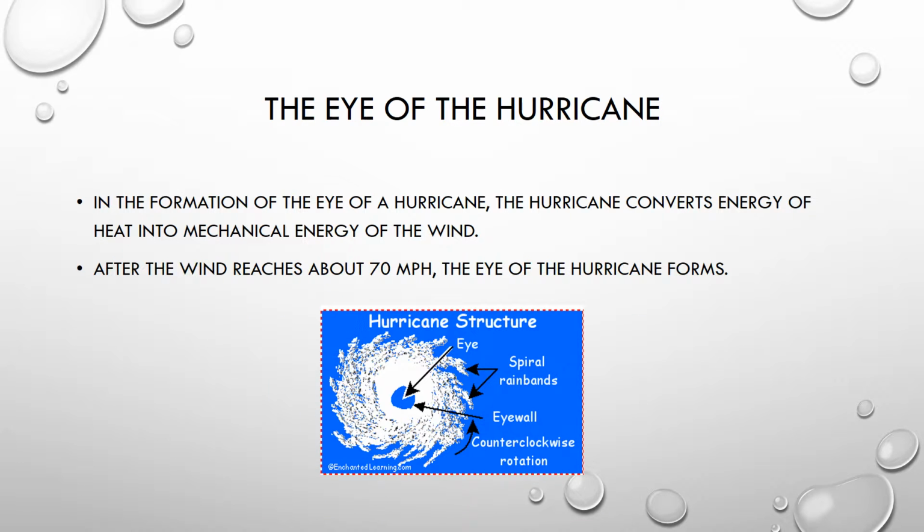The hurricane converts the energy that it formulated from the ocean into mechanical energy of the wind. When the wind reaches about 70 miles per hour, the eye of the hurricane forms. A tropical storm is classified as a hurricane once it reaches 74 miles per hour. The eye is the region of the hurricane with the most intensive heat and strongest winds, or in short, the most dangerous part of the hurricane.